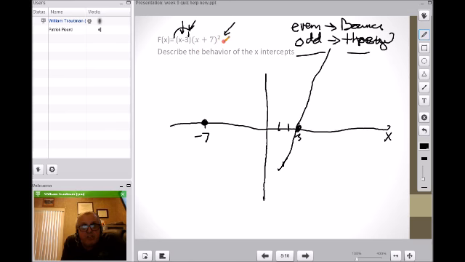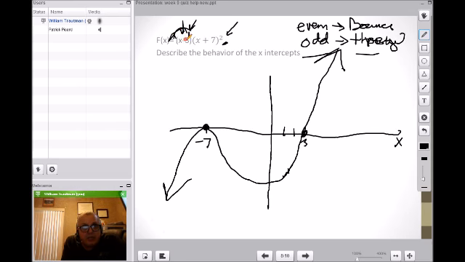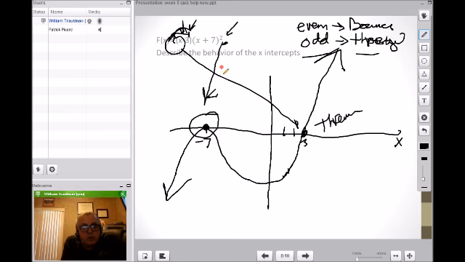Now, when we get to an even power like the square, the graph is going to get right up to it, but it's going to bounce off of it. That's important. It says, describe the behavior of the x-intercepts. Well, at x equals 3, that minus 3, that's x equals 3, the opposite sign, it's going to go through. At x equals negative 7, because of the even power, it's going to bounce. So there might be other words, but it's bouncing for an even power, going through for an odd power.